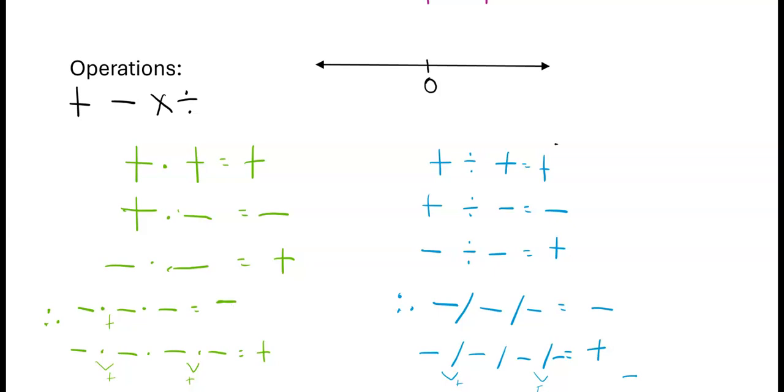If you've got an odd number of negatives that you're multiplying or dividing, the answer is going to be negative. If you have an even number of negatives that you're multiplying or dividing, the answer is going to be positive.